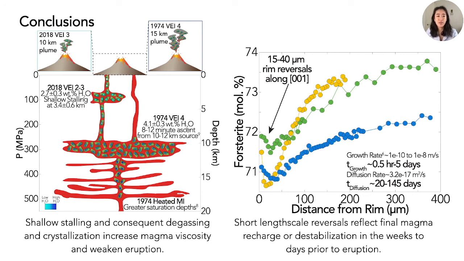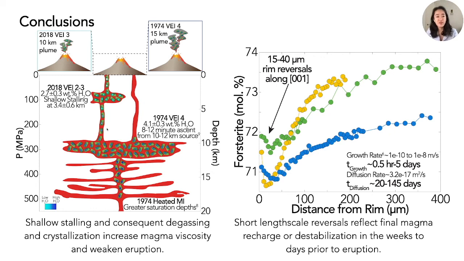2018 eruption. Instead of racing to the surface from 10 kilometers depth in just 10 minutes, as in 1974, the 2018 magma first stalled at around 3.5 kilometers depth, followed by ascent from a shallower depth with a more viscous magma, which would decrease the explosivity of eruption and explain this order of magnitude difference in explosivity.